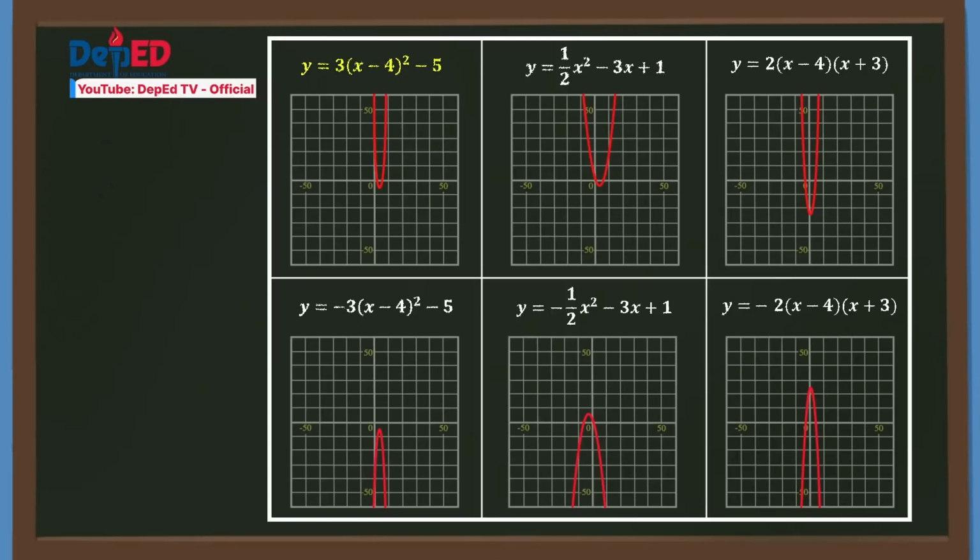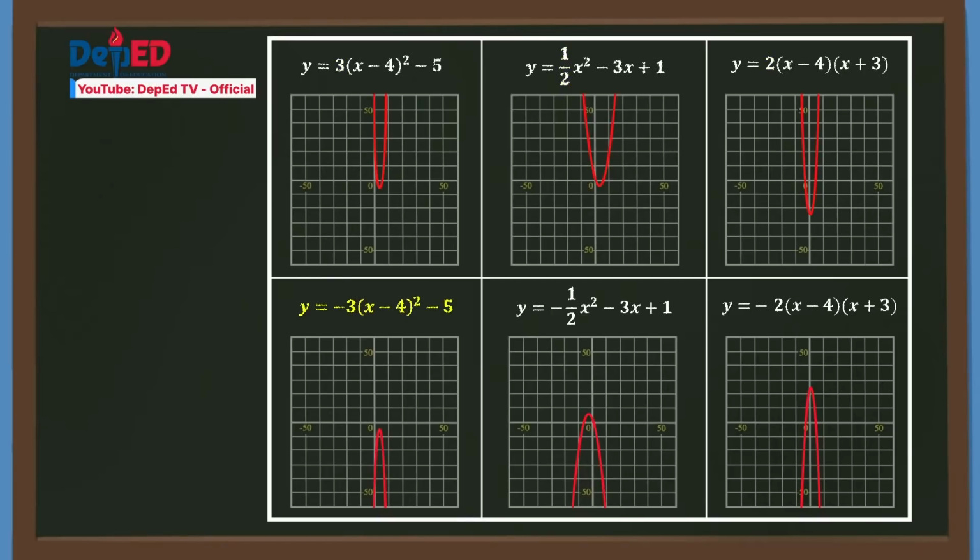In the equations y equals 3 times the square of the binomial x minus 4, minus 5, y equals 1/2 x squared minus 3x plus 1, and y equals 2 times the binomial x minus 4 times the binomial x plus 3, the leading coefficients or the values of a are 3, 1/2, and 2 respectively. They are all positive. Hence, the direction of the opening of the parabolas is upward.